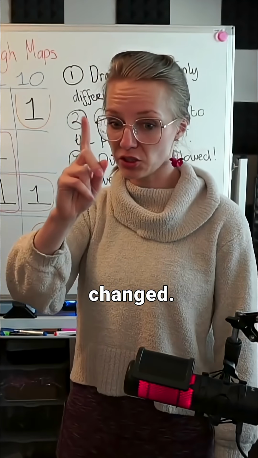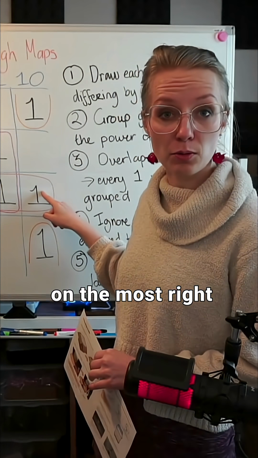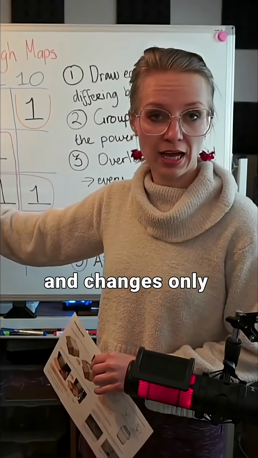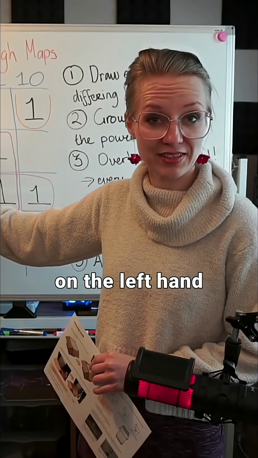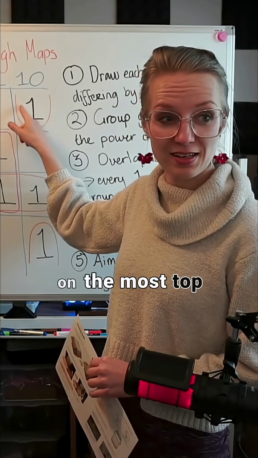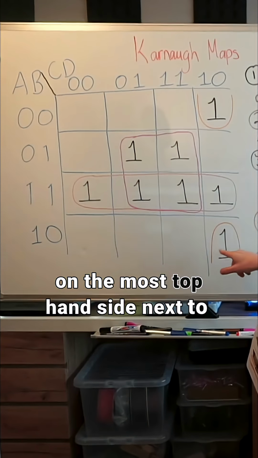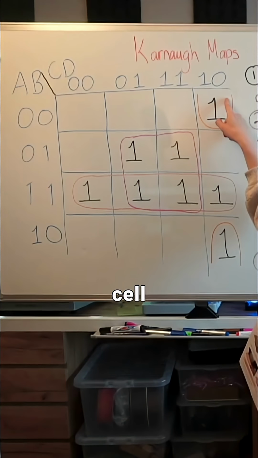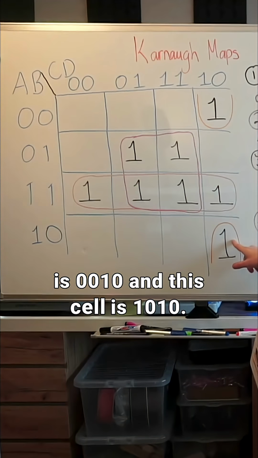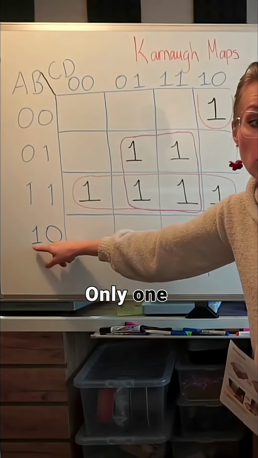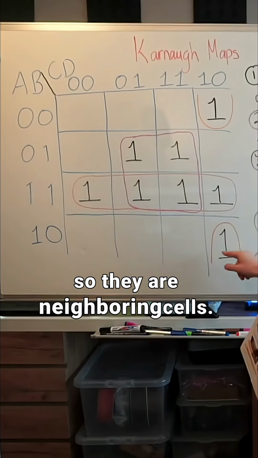Only 1 bit changed. And what's important is the bit on the most right-hand side continues and changes only by 1 bit on the left-hand side, and the bit on the most top-hand side connects to the most on the bottom, i.e. this cell is 0010 and this cell is 1010. Only 1 digit changed, so they are neighboring cells.